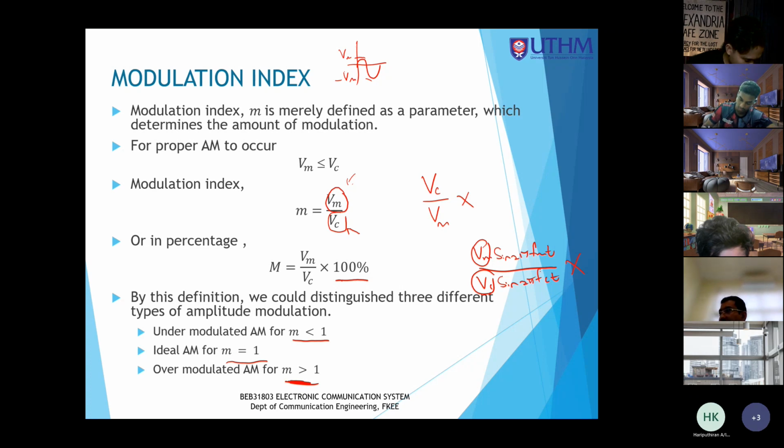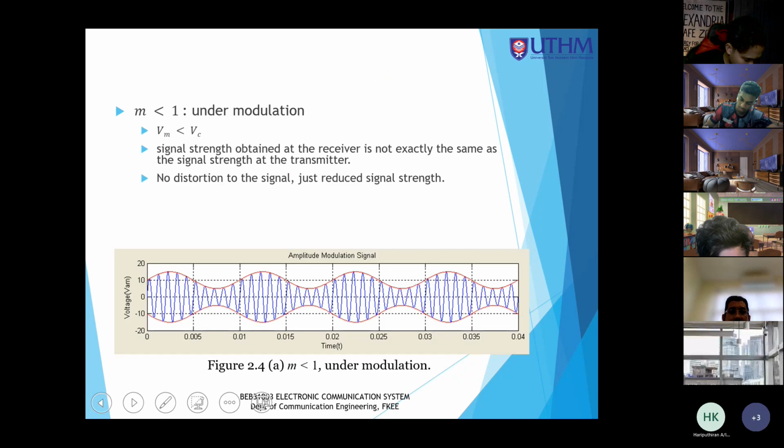So, kalau you lihat di sini bahawa under modulation untuk M kurang daripada 1 bermakna VM lebih kecil daripada VC. Of course VM over VC. Okay. So kalau M kurang daripada 1 maknanya VM lebih kecil.